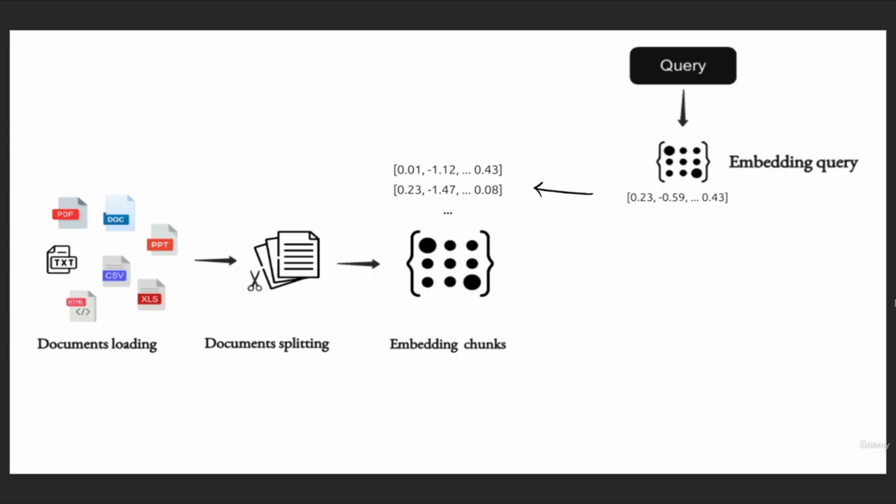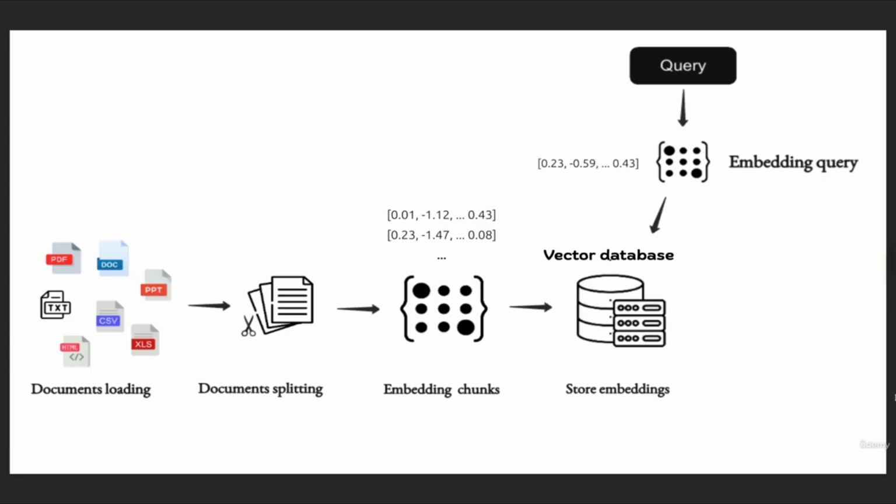Now that every chunk of your document is turned into a vector, we need a smart place to store and search them. That's where a vector database comes in. What is a vector database? It's a special kind of database designed to store embeddings and quickly find the ones that are most similar to a new input. Let's say someone asks, "How do I update my billing info?"